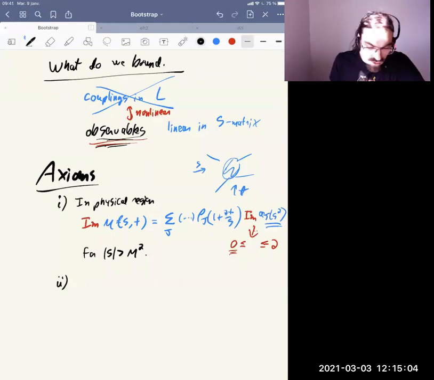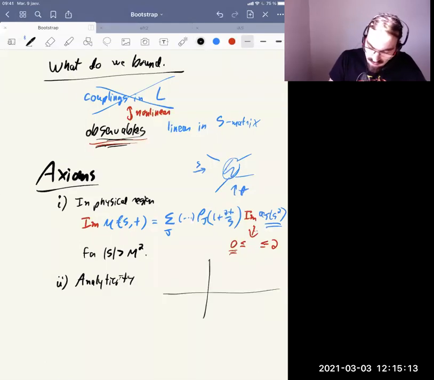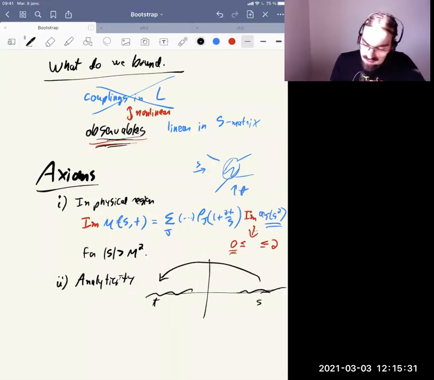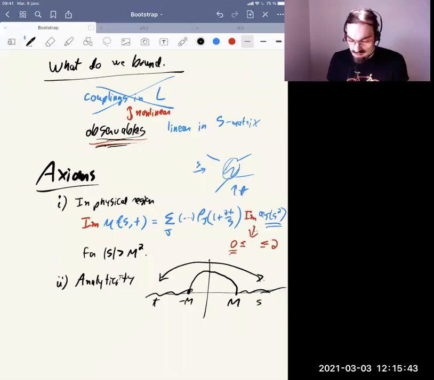The other axiom is analyticity. The amplitude should be analytic in the upper half plane. We're going to call the momentum transfer u in this talk, because in bootstrap, crossing is supposed to exchange s and t channels. So there's the t channel, there's the s channel, and there's crossing symmetry. That is a consequence of analyticity in the upper half plane. We're not going to care about the region near the center, so we'll only be working in this region here.